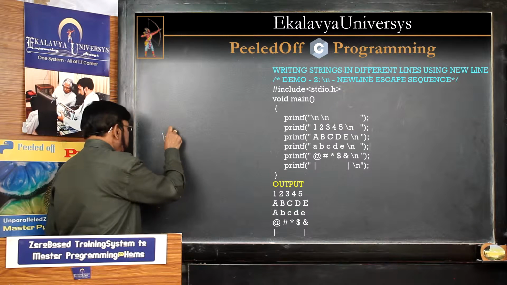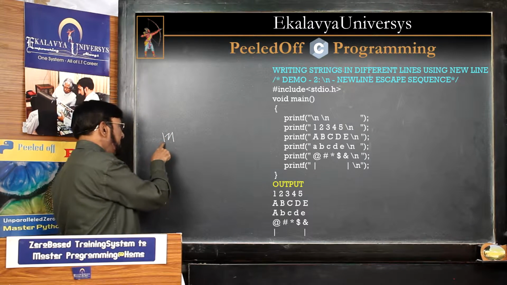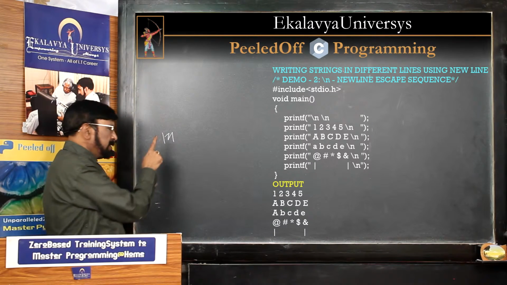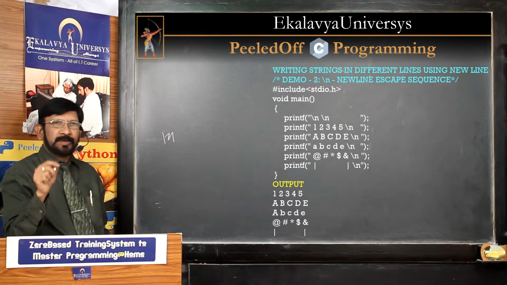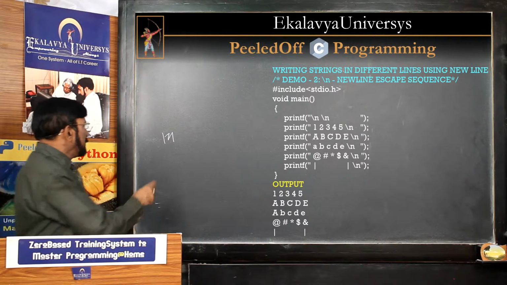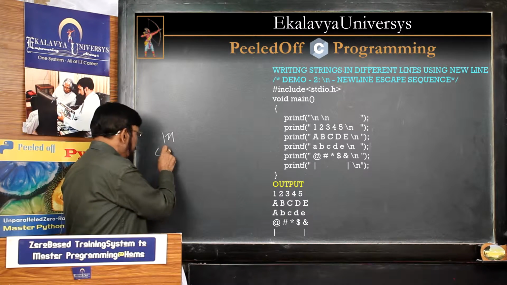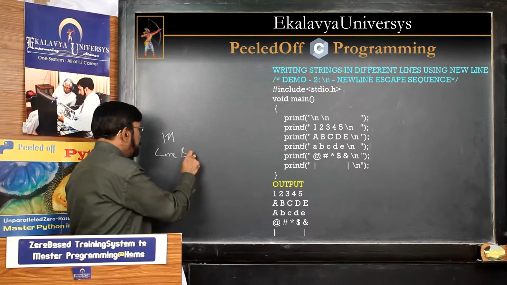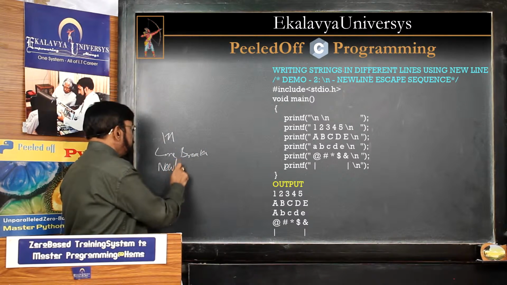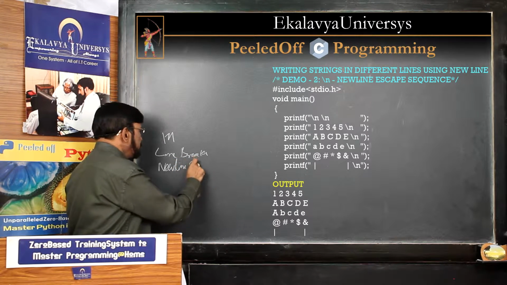Line breaker is a new line sequence. This is backslash and lowercase n. You remember that this is called new line sequence. It is one of the escape sequences. A little later I am going to explain. This is line breaker or new line sequence. Its name is new line sequence.